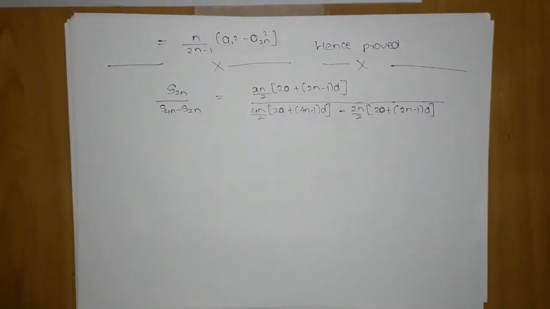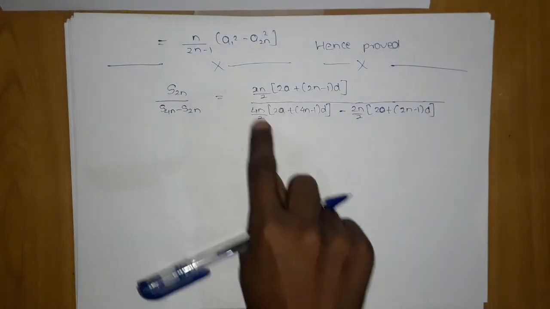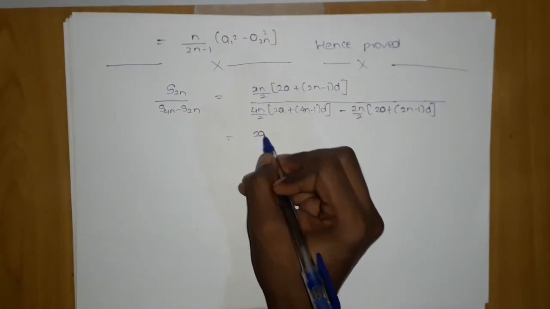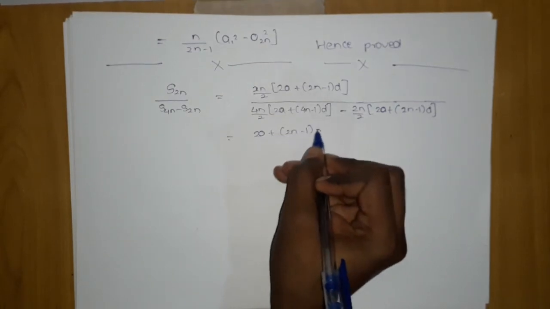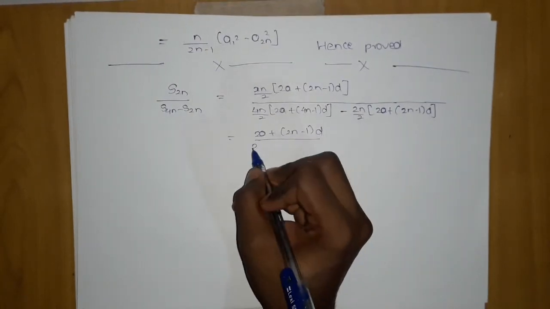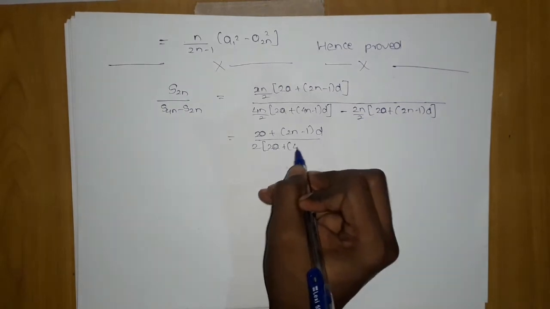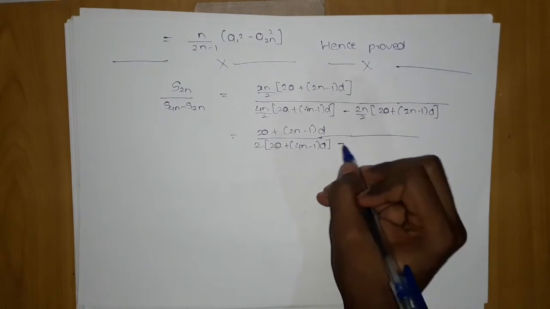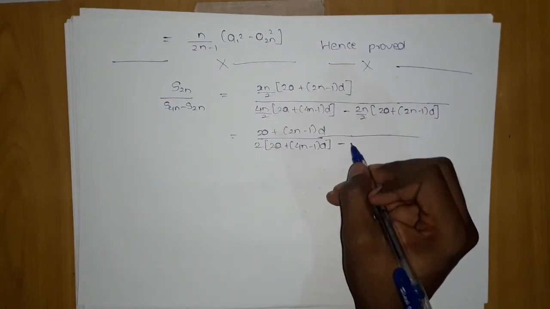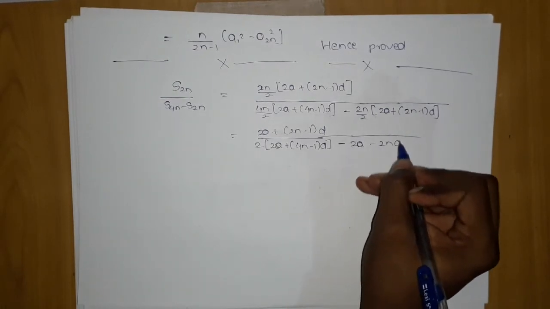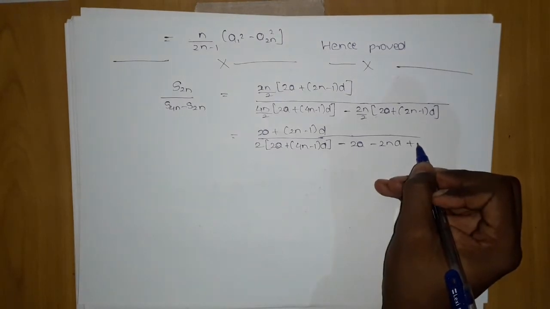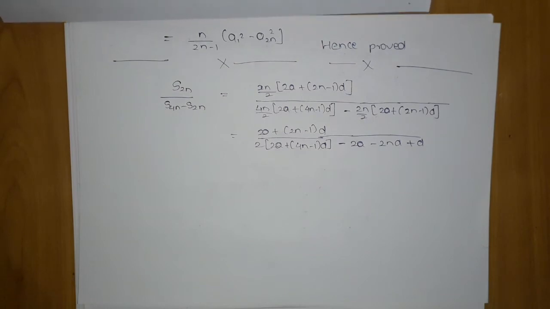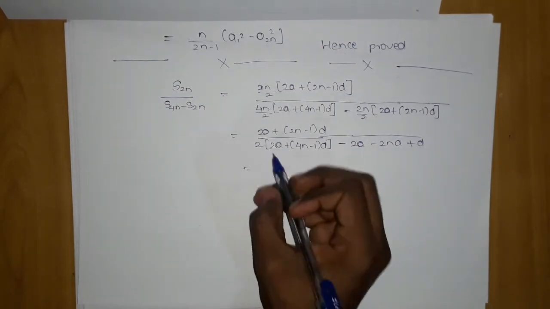Okay, so I got this. n by 2 will divide, n by 2 by 2. If I take this thing out from both, I get (2a plus 2n minus 1) into d upon 2 into (2a plus 4n minus 1) into d. I know it is quite calculative. Minus 2a minus 2nd plus d. Okay, so now let's just calculate it.